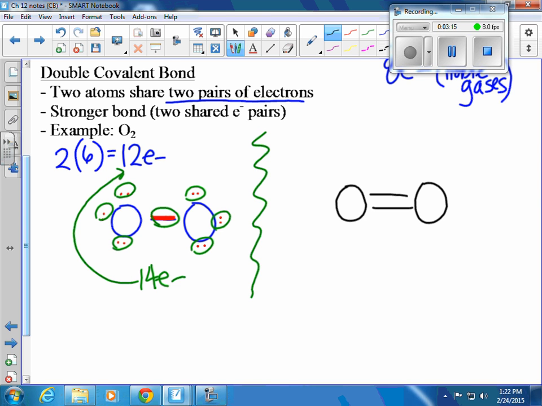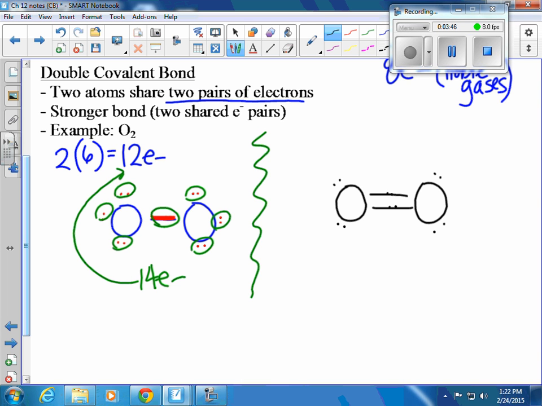So now when I count this out, each bond represents 2 electrons. So right now I have 2 with this one and 2 with this one. So 2, 4 electrons, 6, 8. Then 2, 4, 6, 8 for that other oxygen. And so now I'm satisfied. I have a total of 2, 4, 6, 8, 10, 12 total electrons around the outside, and each of them are satisfied because they have 8 electrons.